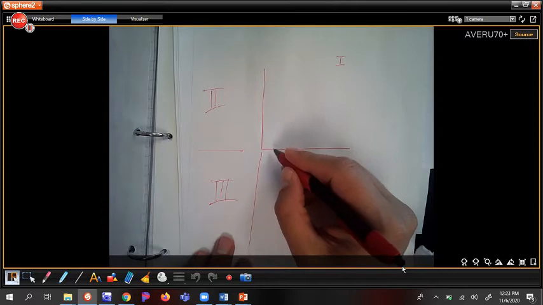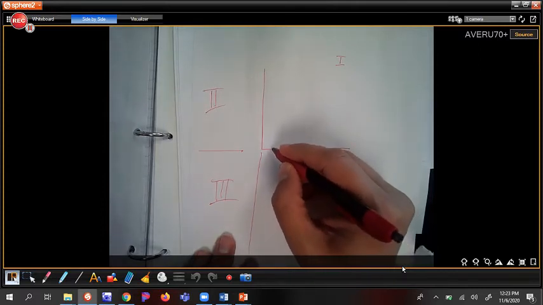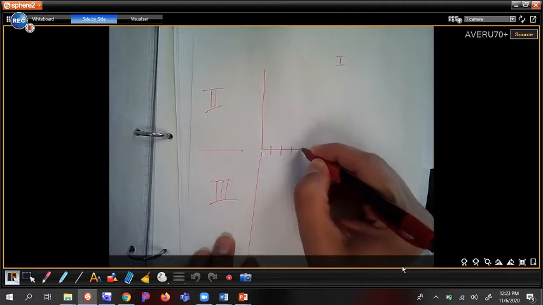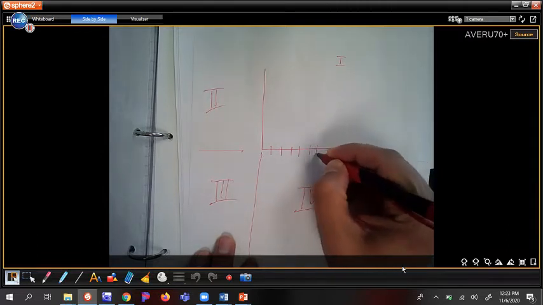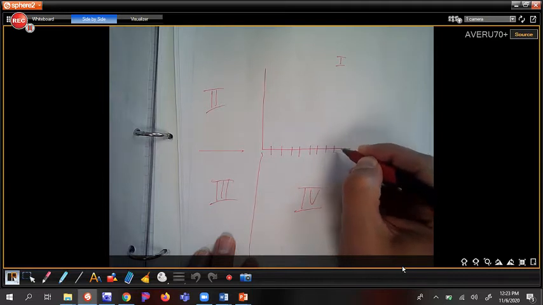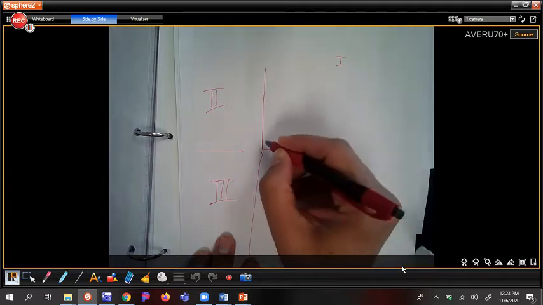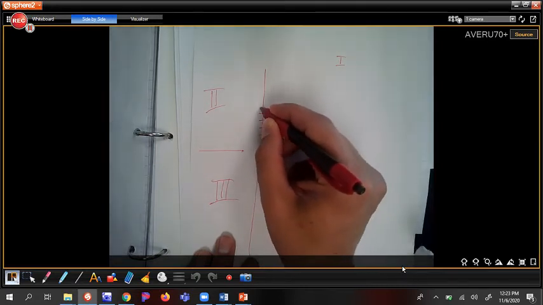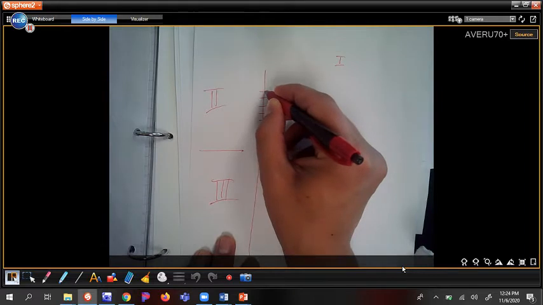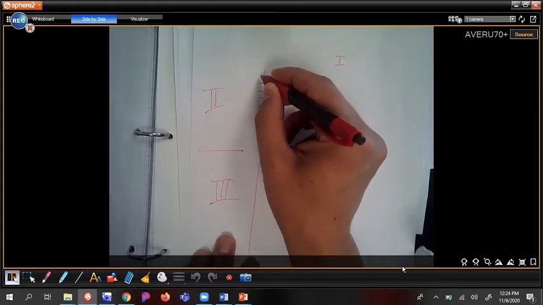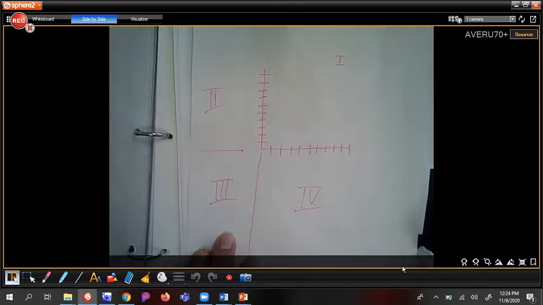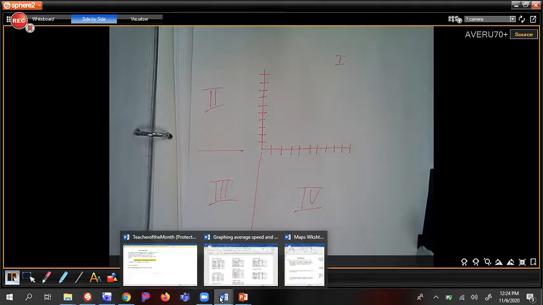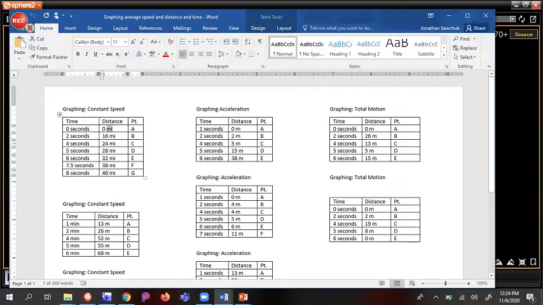Okay? Now, because I'm making this graph myself, I'm going to just go ahead and do 1, 2, 3, 4, 5, 6, 7, 8, 9, 10. Solid. 1, 2, 3, 4, 5, 6, 7, 8, 9, 10. Perfect. Now, I'm going to switch back over here to my graphing page.